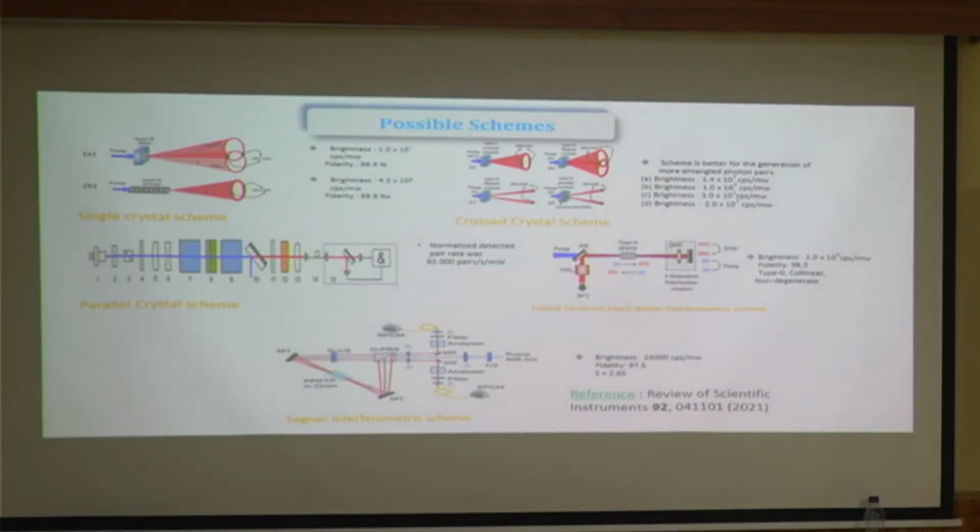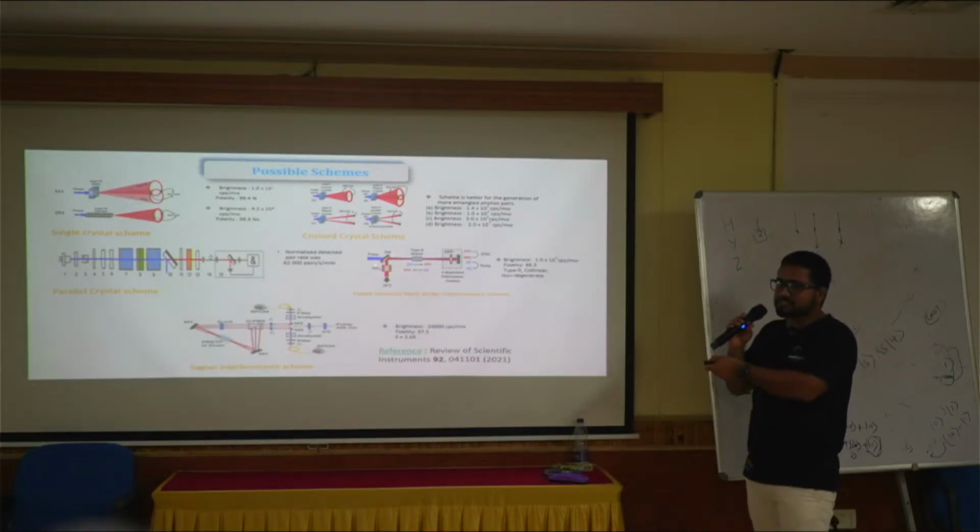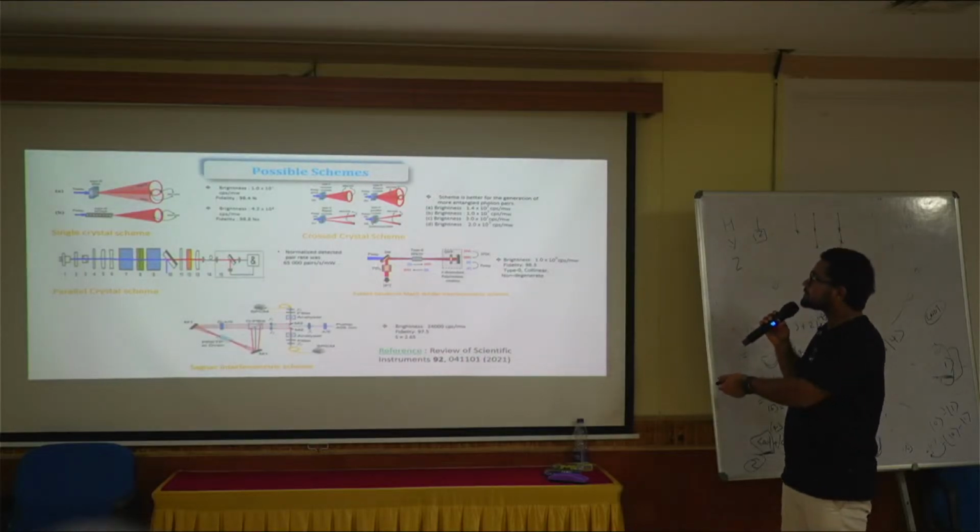There are multiple schemes possible. You can use a single crystal scheme, a crossed crystal scheme, a parallel crystal scheme, a Sagnac scheme, or a folded sandwich. So there are different possible experimental ways to generate entanglement, depending on the non-linear crystal. These are the references where all the details have been given. So these are the ways you will generate entangled photons.